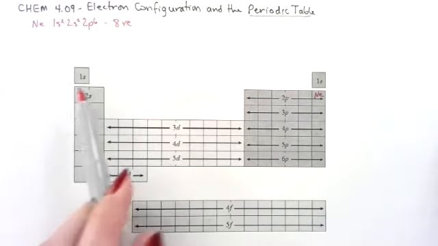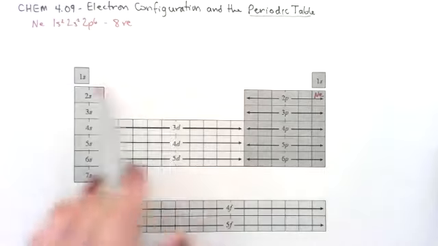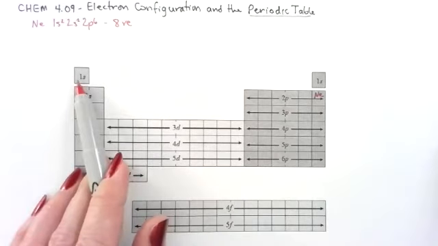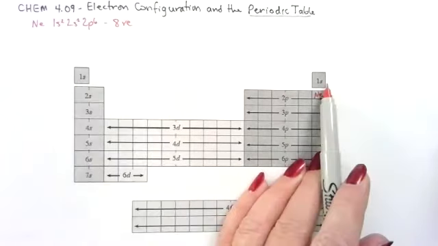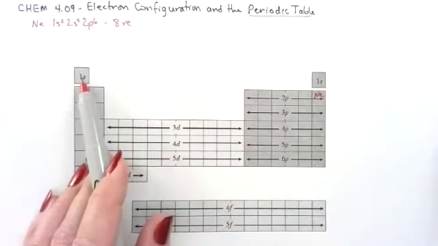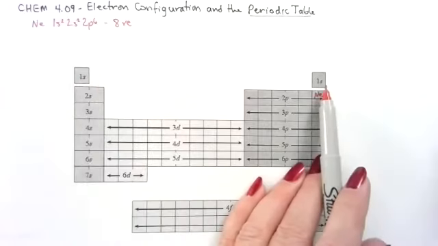If we look at neon's position, the first main energy level correlates to the first row of the periodic table. Notice there are 2 boxes. That's because in the first main energy level, all we have is an s orbital. So if I have hydrogen, I have 1s1. If I have helium, I have 1s2.